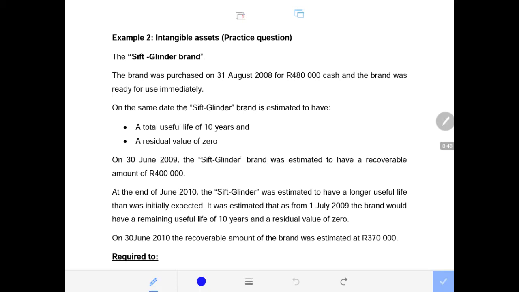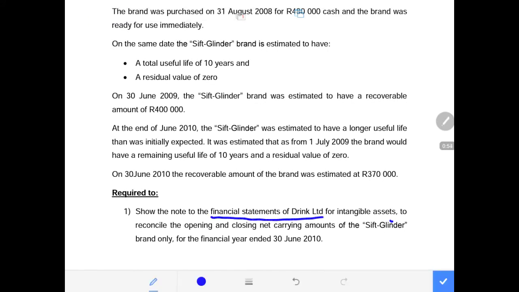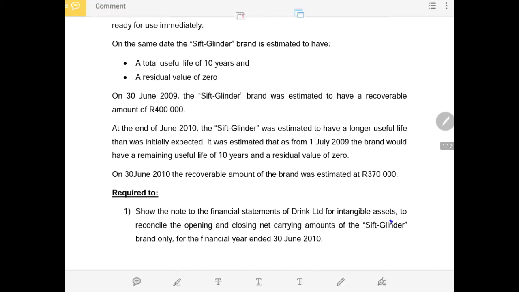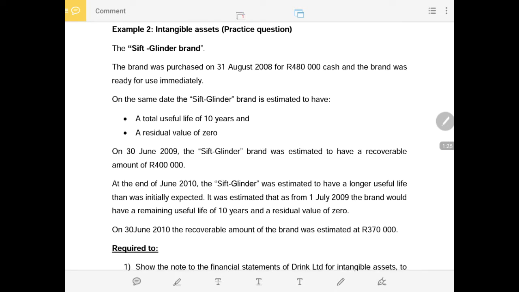Now it says in this question, we are required to show the note to the financial statements of Drink Ltd for the intangible assets to reconcile the opening and the closing net carrying amounts of the Sift Glinder brand only for the financial year that ended 30th of June 2010. So now we are only focusing on the Sift Glinder brand. Although this company does have other intangible assets, we will only be given information and doing this note only for one intangible asset called a Sift Glinder.